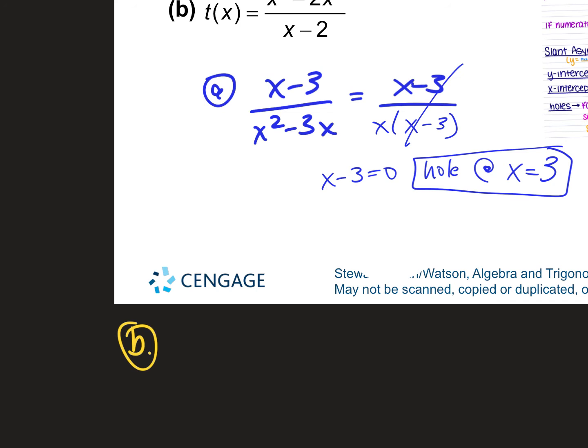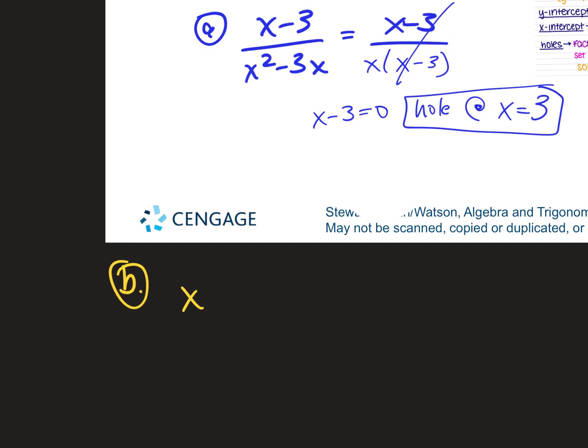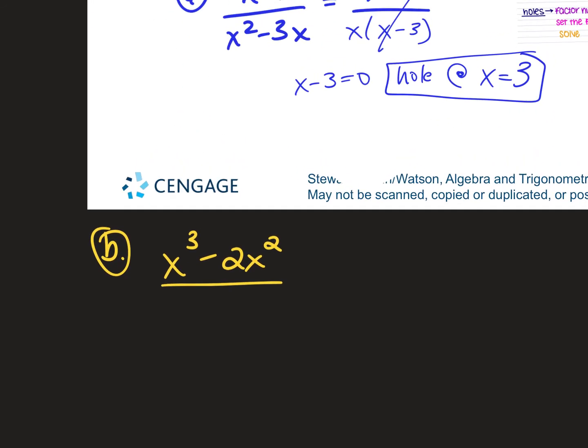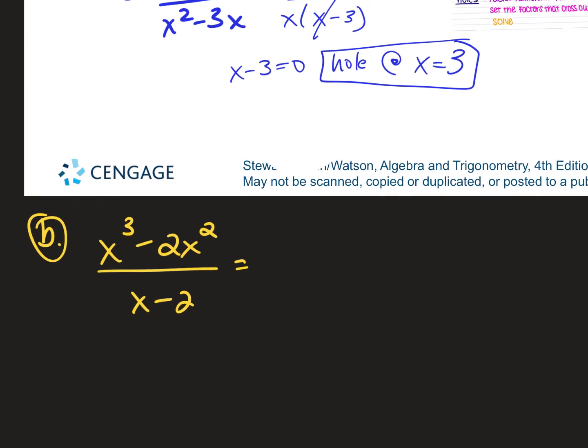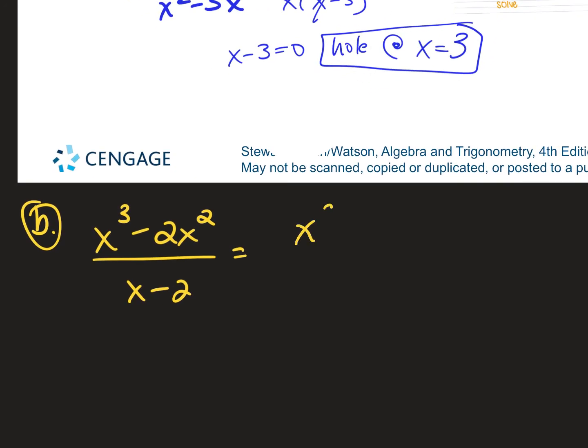Yep. So I have x cubed minus 2x squared over x minus 2, yeah? Okay. Can I factor anything out of the top? Perfect. I'm left with x minus 2. What about the bottom? Leave it as is. Good. Do you guys notice anything? They're both the same.